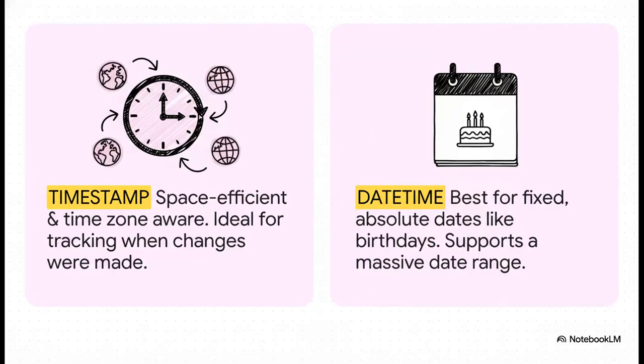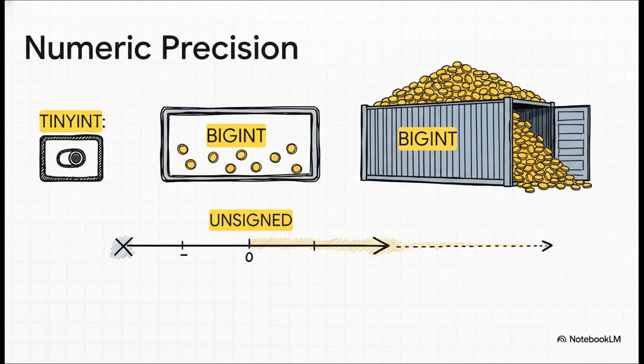For handling time, you've got two main tools. Timestamp is your go-to for tracking when something happened. Like, when was this blog post last updated? It's compact and it's aware of time zones. But for fixed, unchanging moments in time, like a birthday, you'll want to use datetime. It stores an absolute value that doesn't care where your server is located, and it has a ridiculously enormous date range.